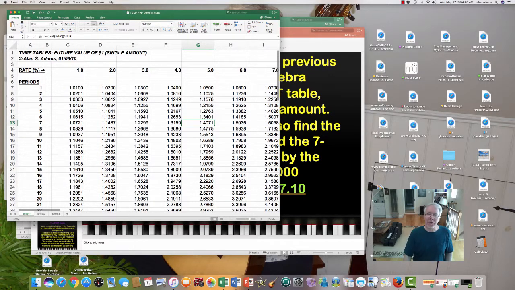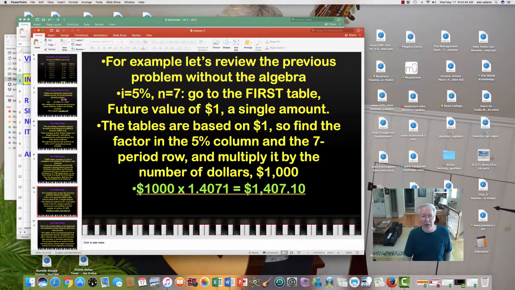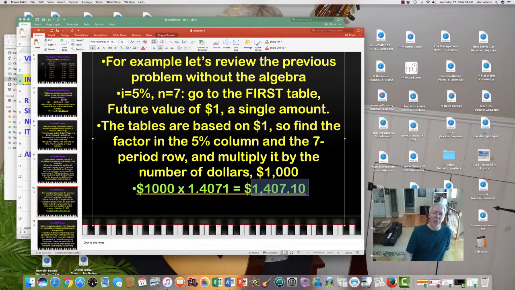I'm not dealing with $1 though, I'm dealing with $1,000. So I simply take that factor, 1.4071, and I multiply it by however much principal I'm using. I don't care if it's 1,000, 10,000, 100,000. I multiply it by that factor. Okay, so let's look at 1,000 times 1.4071. And there's that magical number again, 1.407. No matter whether you do it on the table, algebraically, or using my TVM tables, it's still going to work out to the same number. That's the beautiful part about mathematics, it has to work every single way.